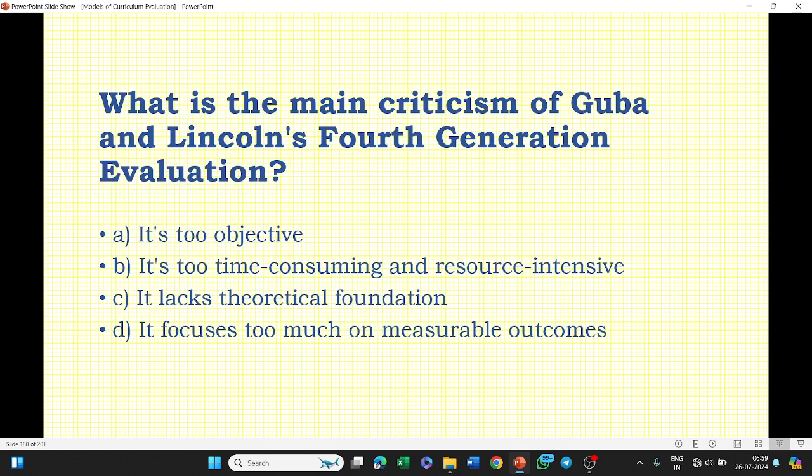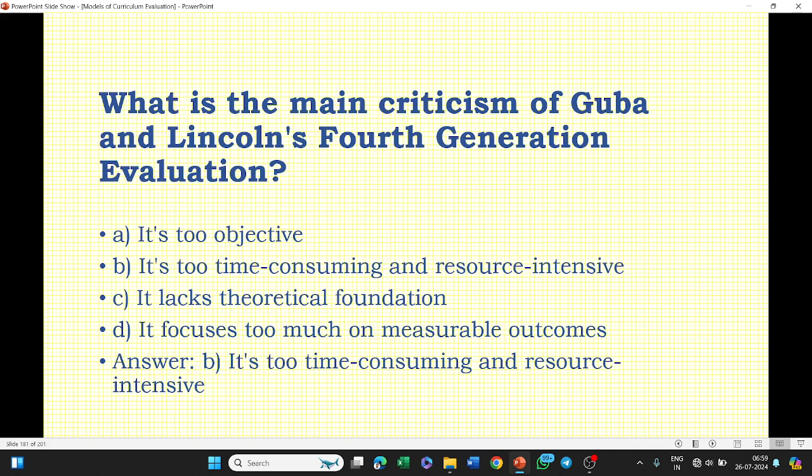What is the main criticism of Guba and Lincoln's fourth generation evaluation? Options: it's too objective, it's too time consuming and resource intensive, it lacks theoretical foundation, it focuses too much on measurable outcomes. The answer to this question is option B, that is it's too time consuming and resource intensive.